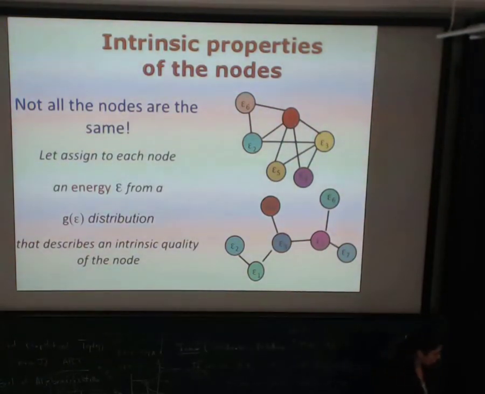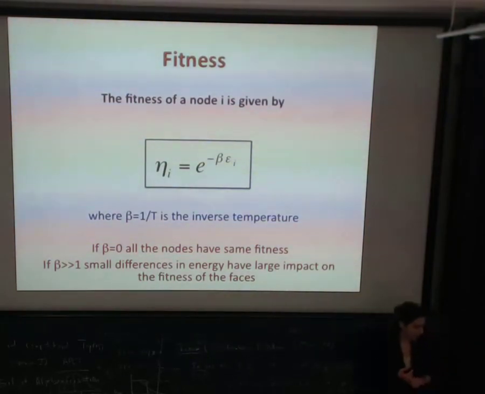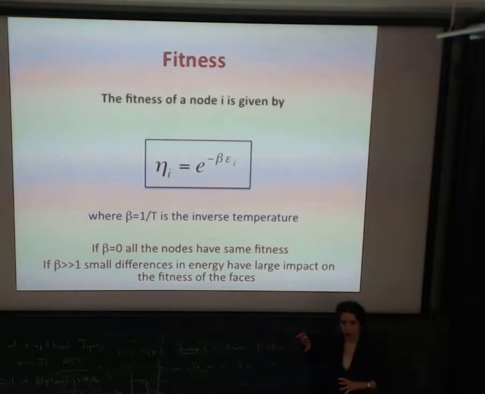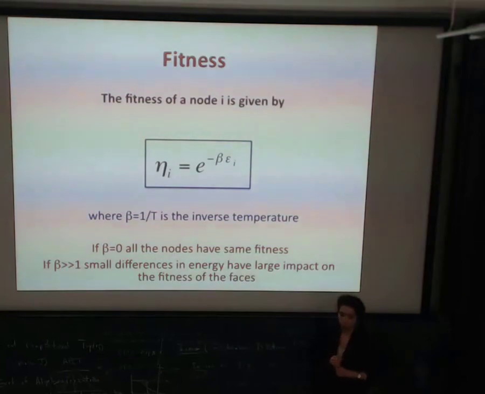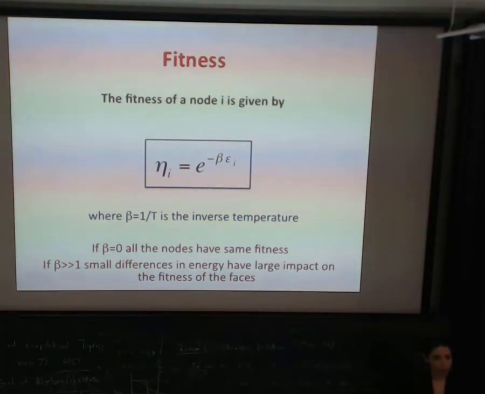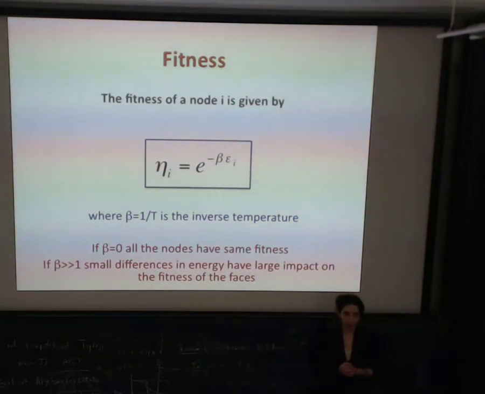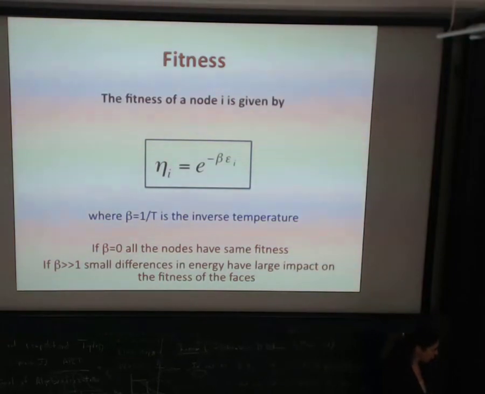And so additionally, we want to put some additional ingredient in this model, and we want to assign a quality, an intrinsic quality to the nodes, which is modeled by a quantity that is called energy, that is drawn at each time for each node from a g(epsilon) distribution, and then it remains there, a quenched variable, that doesn't change in time. And from this energy, we consider a fitness, which is a quantity associated to a node, and which takes this exponential form. So when beta is equal to 0, the fitness is 1 for each node. When beta is very big, the fitness of a node with low energy is much higher than the one with high energy.